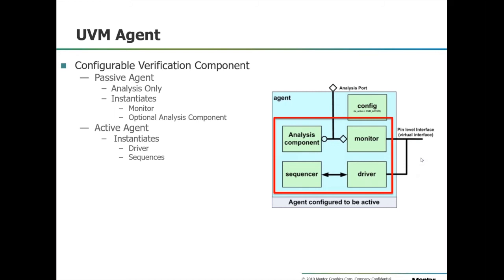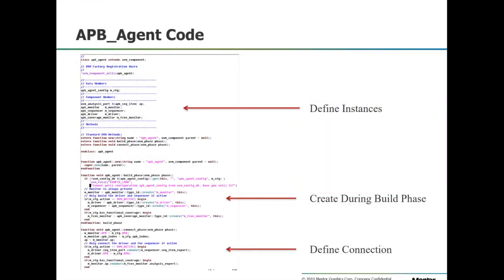So if I was going to show you a little bit of UVM code, here is an ARM APB bus. So you can see here's my APB agent. I declare that it has a monitor, a sequencer, a driver, and a coverage collector. You need to create this all in what's called the build phase. You need to define the connections down here in what's called the connect phase. Then there's a run phase that says, okay, let's run some things.